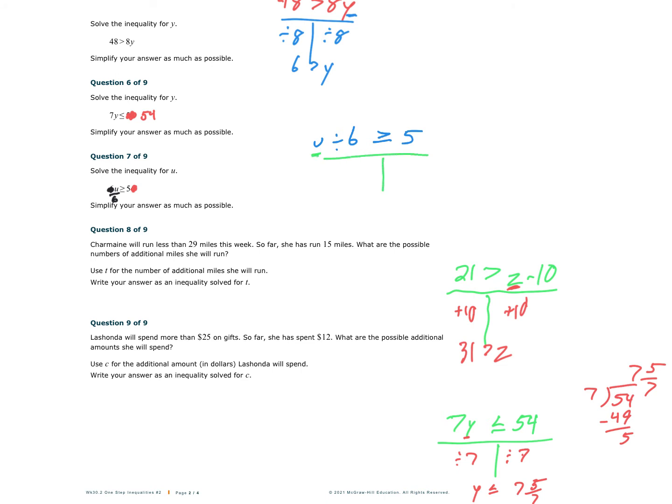We want to isolate the U, so we do the opposite of divided by 6, so that's times 6. U is greater than or equal to 30. Okay, so now the one caveat, the one exception: when you multiply or divide by a negative, you flip the symbol.